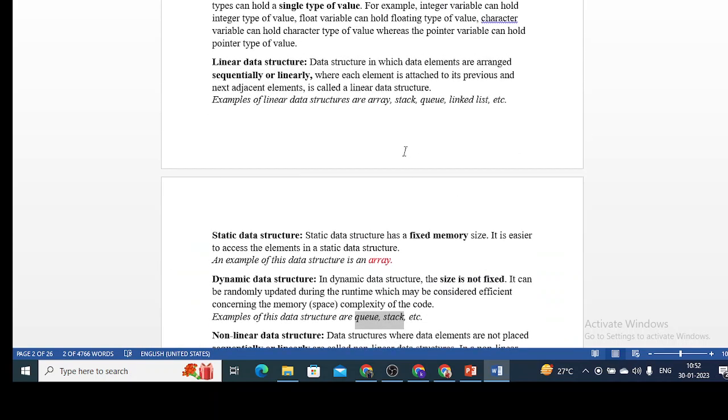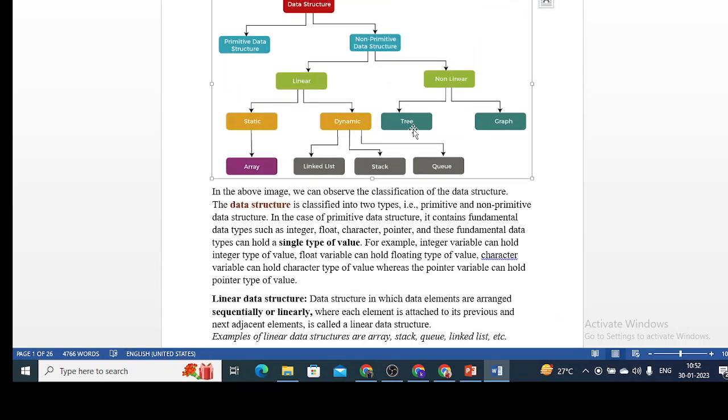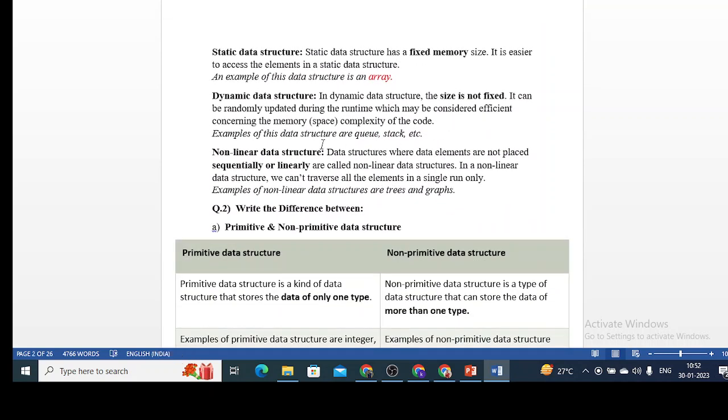Now the second category is non-linear. Non-linear is again divided into two categories, that is trees and graphs. Data structures where the data elements are not placed sequentially or linearly are called non-linear data structures. In a non-linear data structure, we can't traverse all the elements in a single run only. For example, non-linear data structures are trees and graphs. Here the data items will not be stored sequentially. It will be stored as per the memory available. It is not going to be sequential.